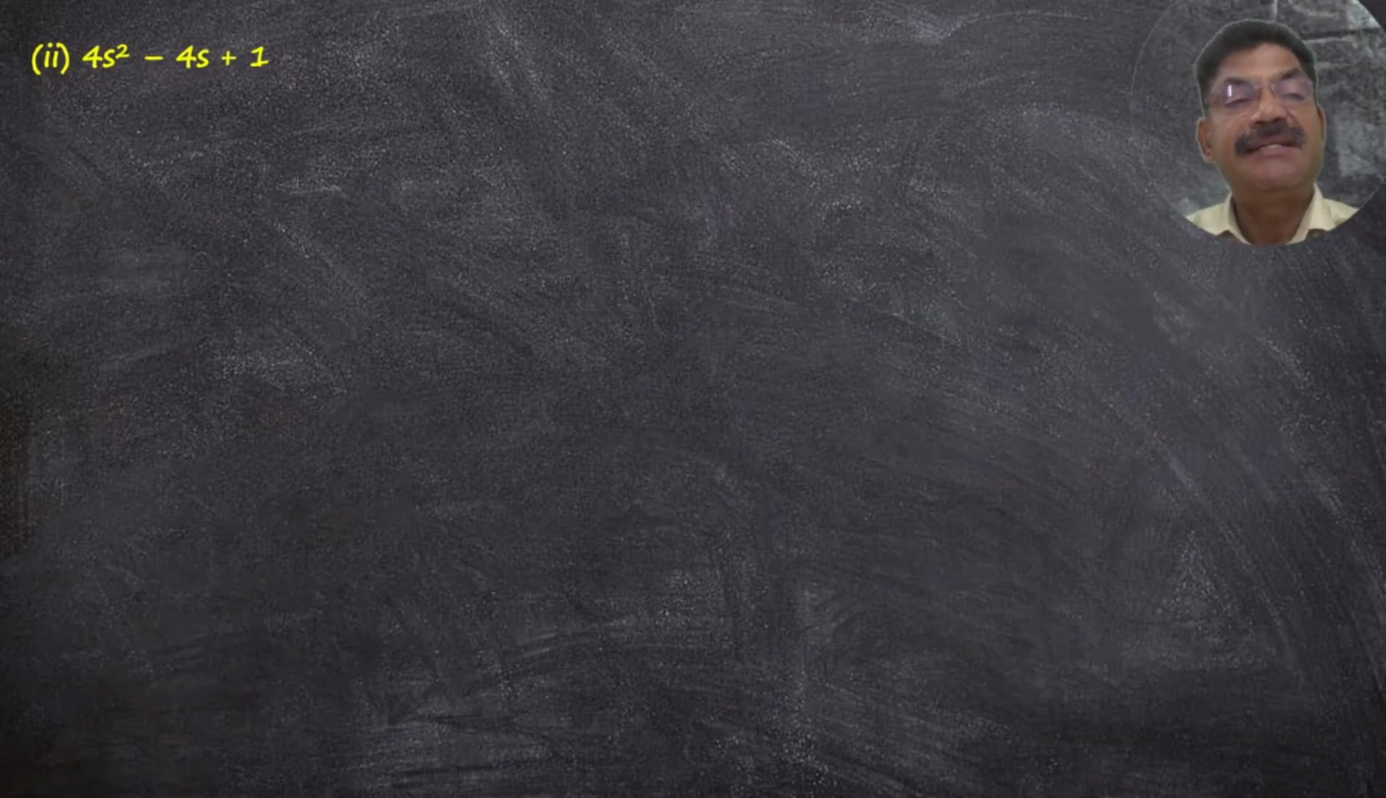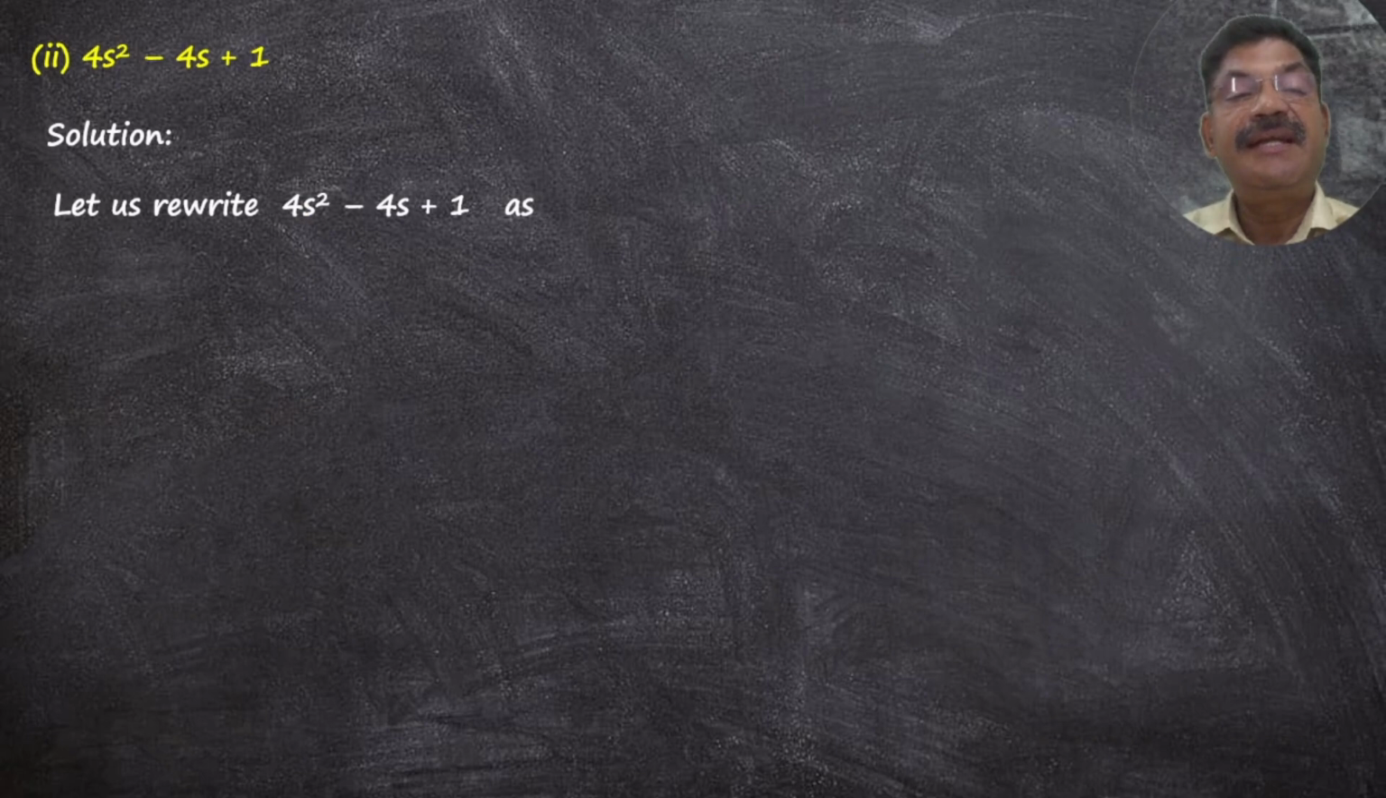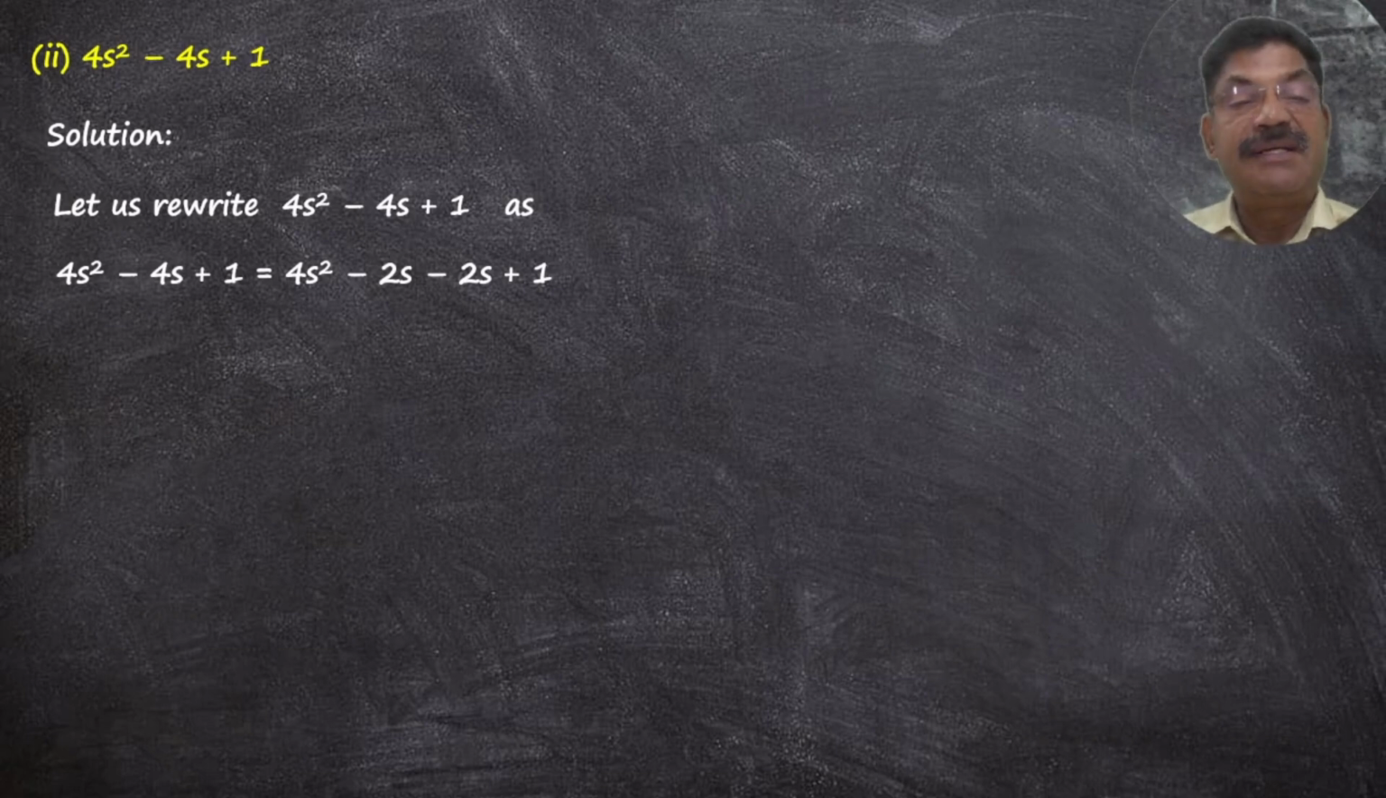Now let us consider the second problem: 4s square minus 4s plus 1. Remember, instead of x, the variable is given as s. But that does not change any process. Let us rewrite this equation like this: 4s square minus 2s minus 2s plus 1. In such a way, you have to separate the middle term. Now 2s is common in the first two terms. Therefore, 2s is taken outside. You get 2s into 2s minus 1.